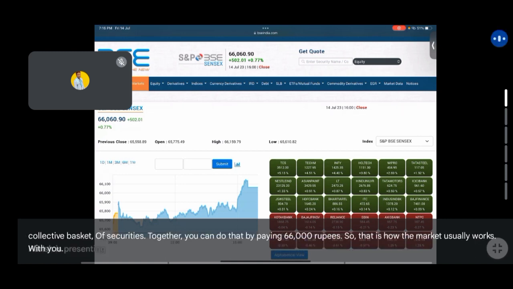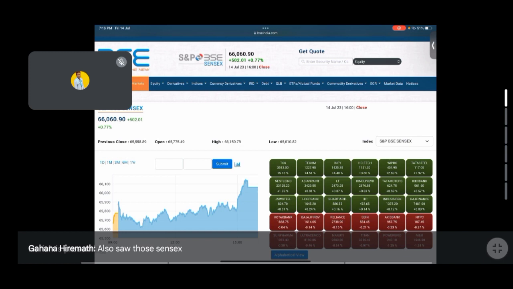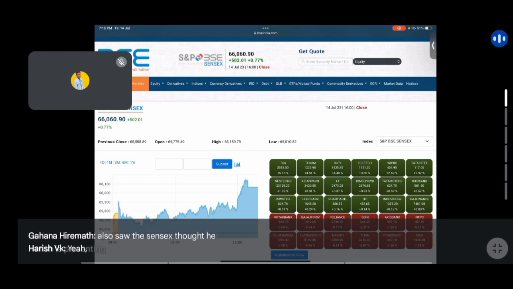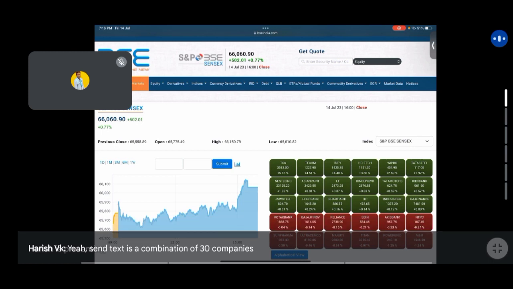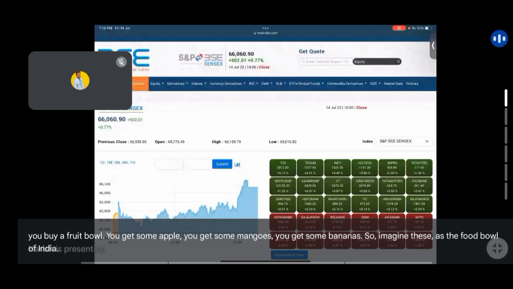Okay, sir. Thank you. So, sir, the Sensex 30 companies, is it? Yeah. Sensex is a combination of 30 company securities. So it's like a basket. Imagine you go to KR Market and you buy a fruit bowl. You get some apple, you get some mangoes, you get some bananas. So imagine these as the fruit bowl of India, but with respect to companies.